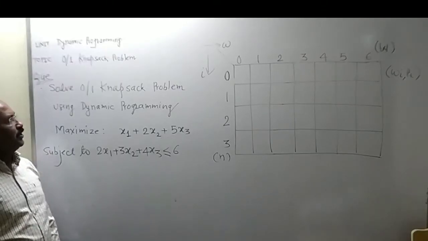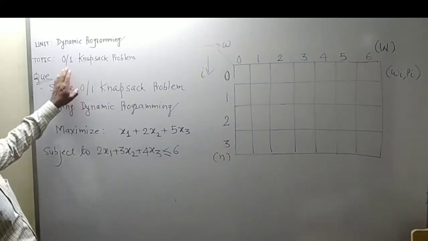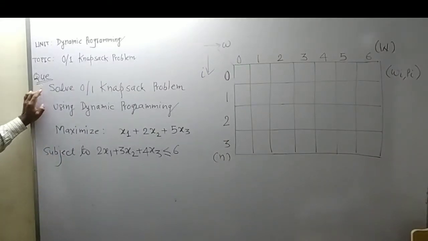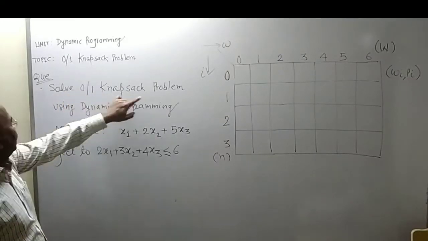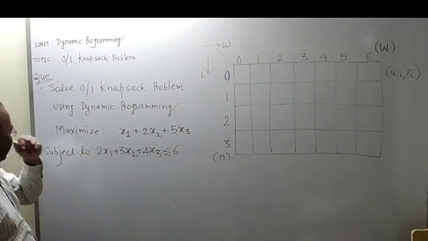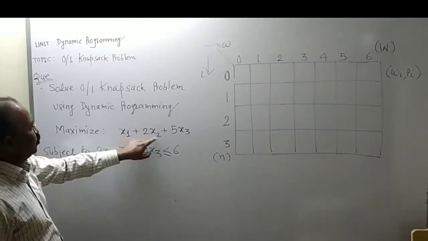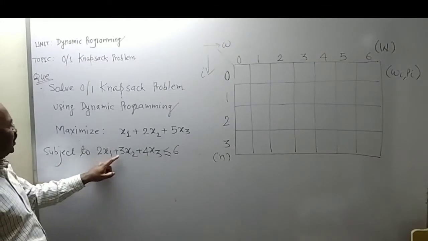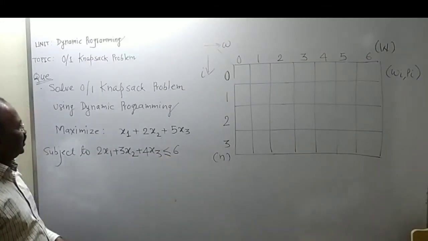Dear friends, in this video we will discuss another problem of 0/1 knapsack. Here the question may ask: solve the 0/1 knapsack problem using dynamic programming, where maximize x1 + 2x2 + 5x3 subject to 2x1 + 3x2 + 4x3 ≤ 6.